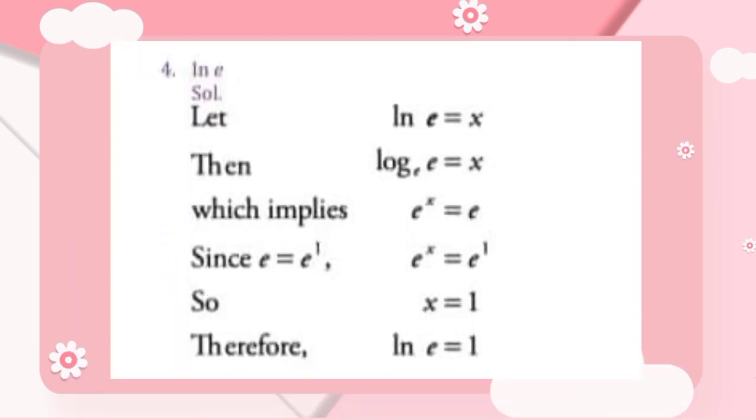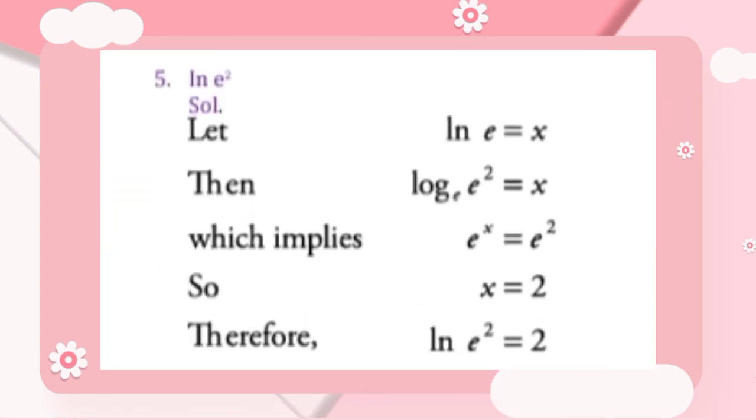Number 4. Log base e of e. P.S. The ln in there is the so-called natural log, which is equal to logarithm base e. Now, let x be equal to ln e. Then, x is equal to logarithm base e of e, which implies e to the power of x is equal to e. Since e is equal to e to the power of 1, x is equal to 1. Therefore, 1 is equal to ln e.